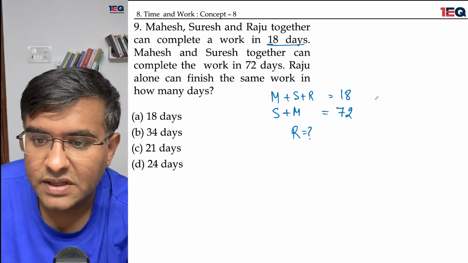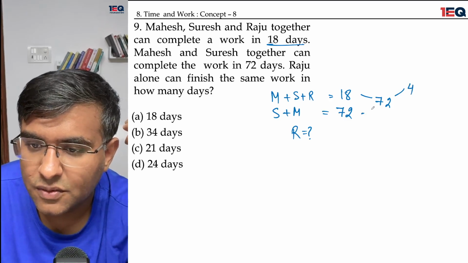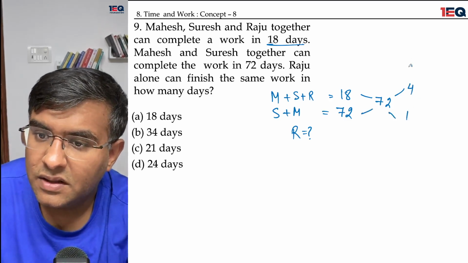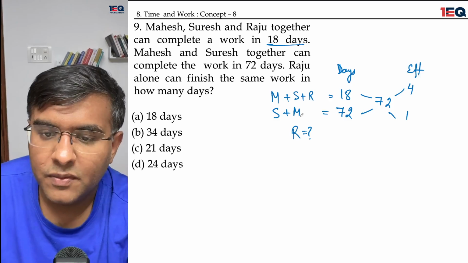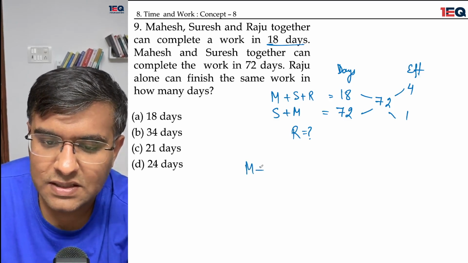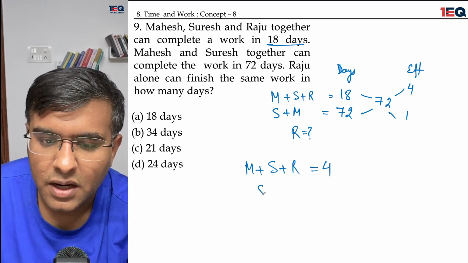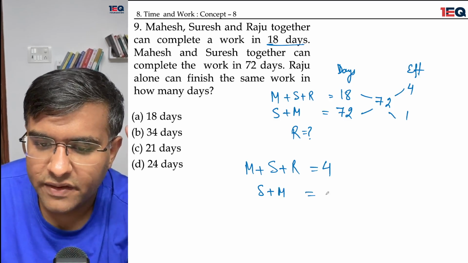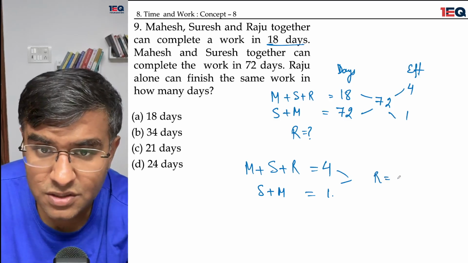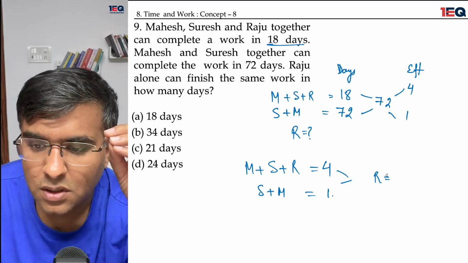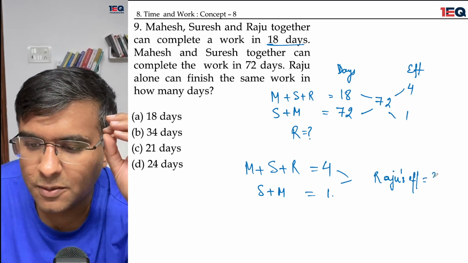I'll quickly find out the LCM. The LCM of this equation is 72. 72 divided by 18 is 4. 72 divided by 72 is 1. These are the efficiencies. I can easily play along with efficiencies, right? Through this, I can quickly say that Mahesh plus Suresh plus Raju together have an efficiency of 4, and Suresh plus Mahesh have an efficiency of 1. Through this equation, I can easily say that Raju's efficiency is nothing but 3.